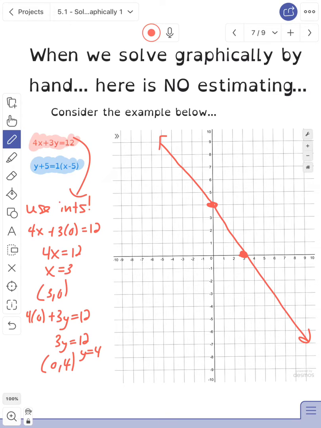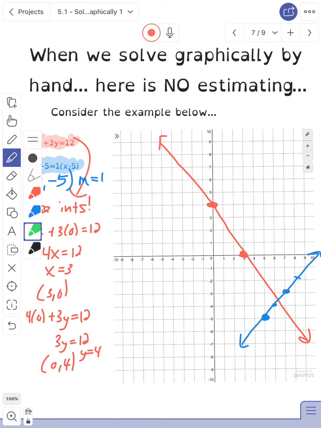Now the second equation is given to us in point slope form. So I know the point that was there was 5, -5, and the slope was 1. So the point 5, -5 is right here, and the slope is 1. So up 1 over 1. Now when I draw this line, this is our problem. I've accurately graphed both of them according to the rules we've learned in class, and I can see that they definitely touch. They touch right there.